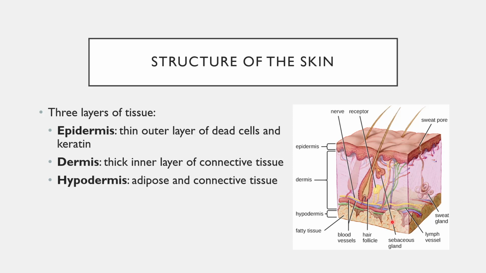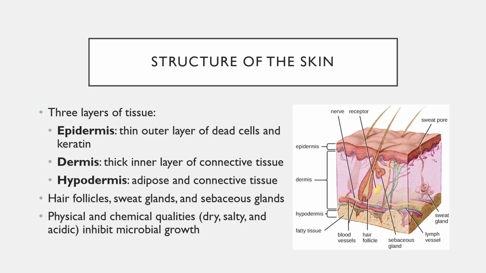The skin is interspersed with various portals of entry, including hair follicles, sweat glands, and sebaceous glands. And while these do present portals of entry for certain microbes, they also cause the skin to have some of its physical and chemical properties that inhibit microbial growth. Skin is dry, salty, and acidic as a result of sweat that is released in perspiration, and a mild amount of that acid is created through the sebum, or the oil that is generated from the sebaceous glands.